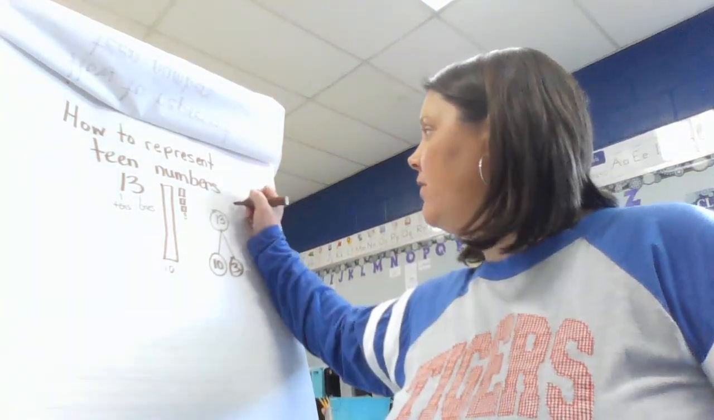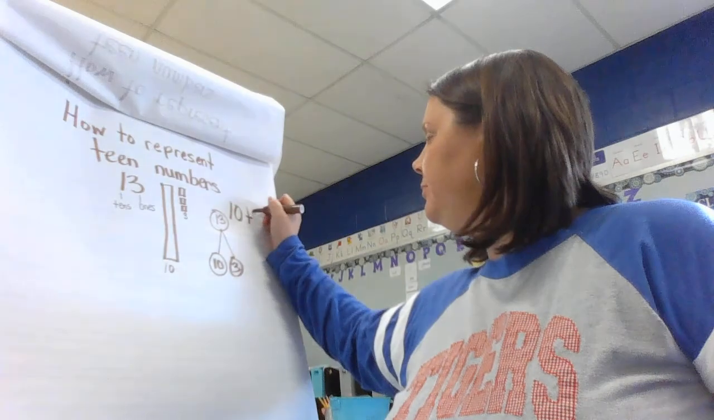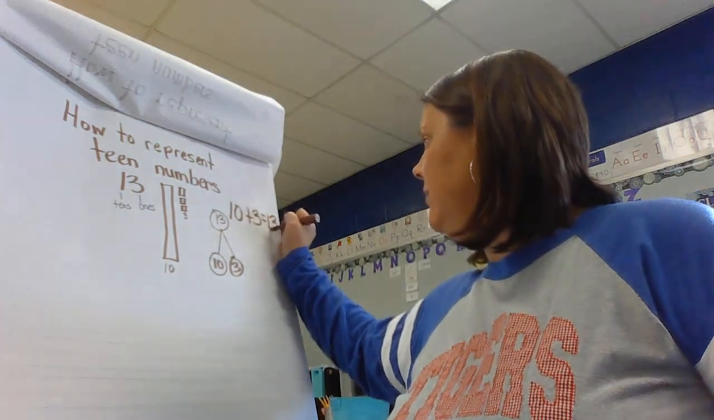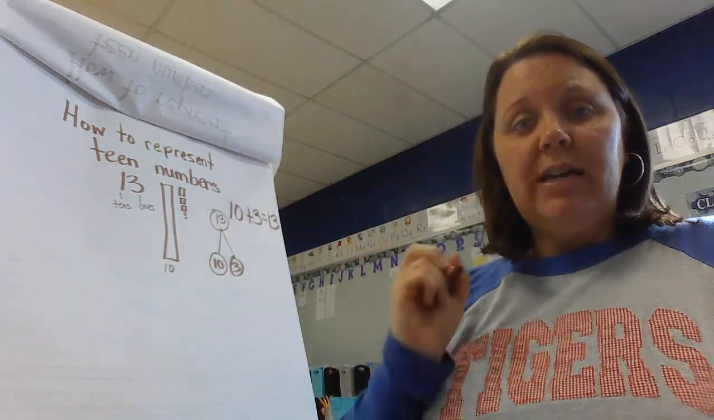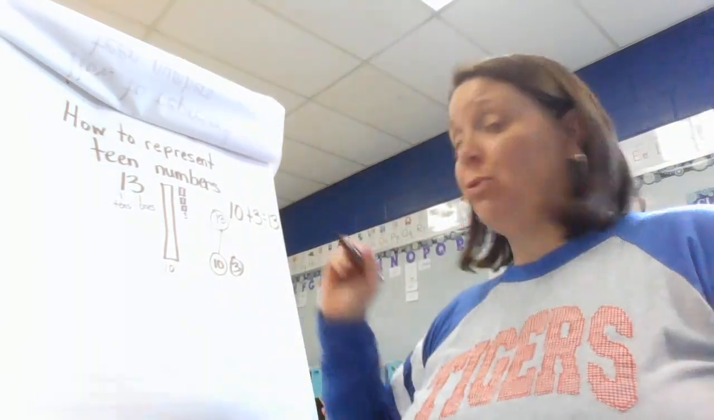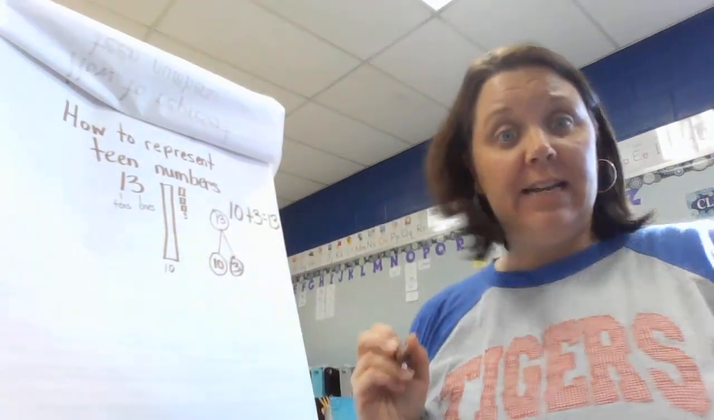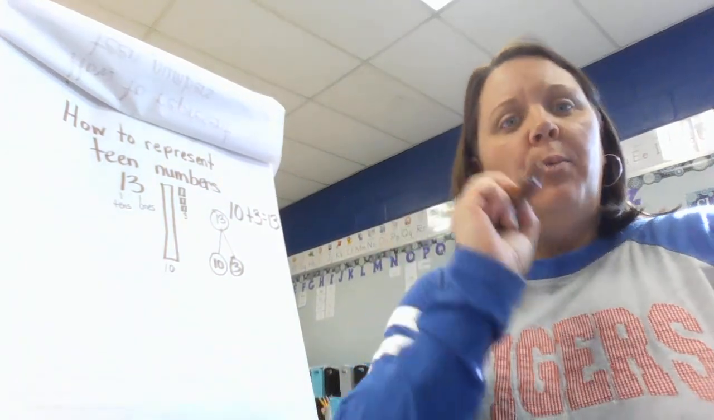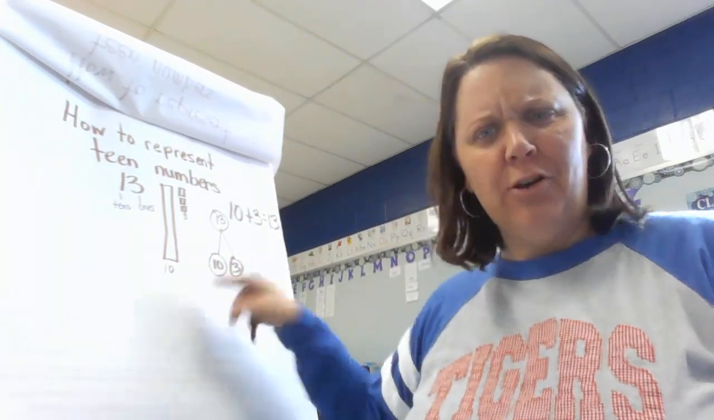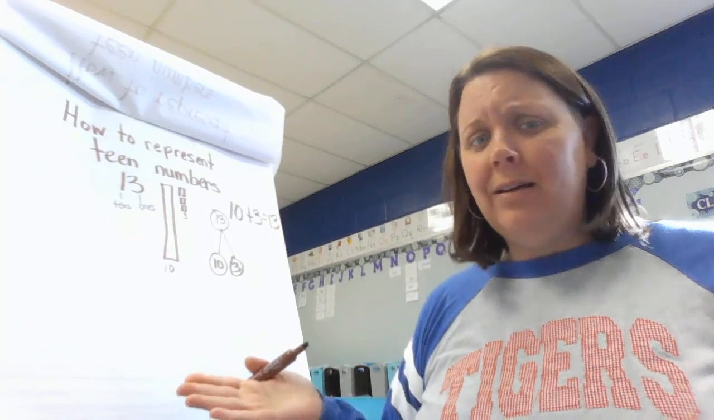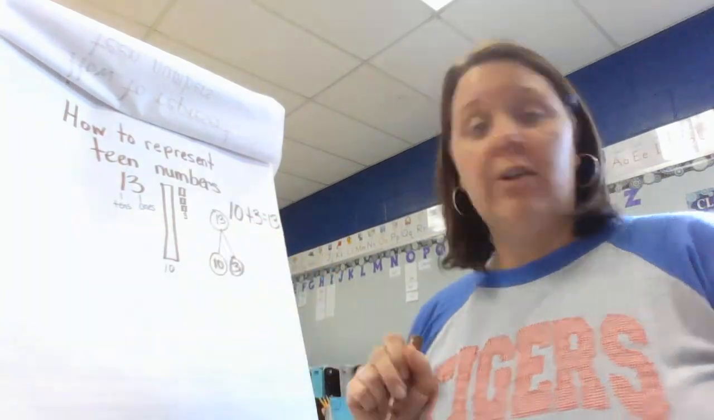Some of you might have already been brainstorming that idea. 10 plus 3 equals 13 is the same as saying 10 and 3 are the parts and 13 is the whole. Why did I put the number 10 here? Why didn't I put a number 1? Because this is a 1 and a 3.